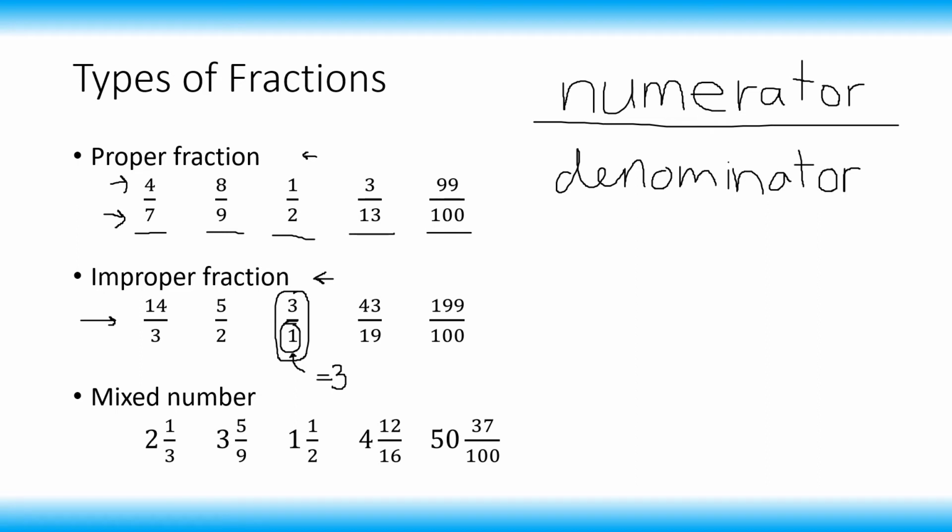So yeah, we get that this is an improper fraction the way it's written, because the 3 on top is bigger than the 1 on the bottom. Same thing over here, 43/19. The 43 is bigger than the 19. And over here we've got 199 hundredths. The 199 is bigger than the 100.